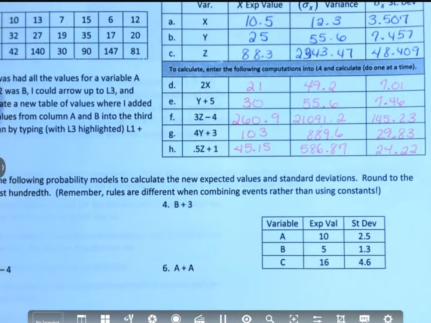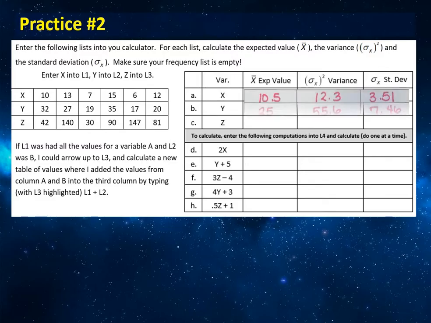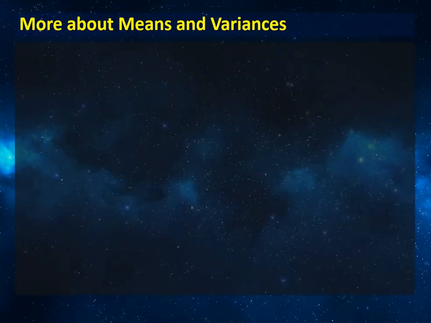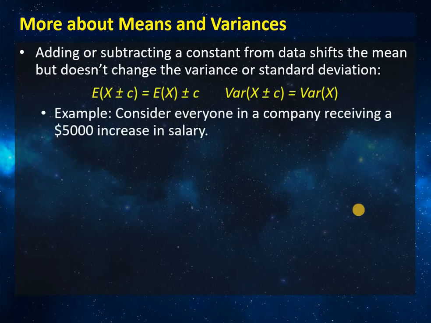So what we see here are a couple of rules that help us build into this. Where's my PowerPoint? Here it is. So here are our rules about means and variances. Notice I'm not saying means and standard deviations. The rules apply to variances much more easily. Adding or subtracting a constant, that's what we did on E, where we did y plus 5. Adding or subtracting a constant takes your distribution and just shifts it over. That means it is going to affect the mean, but it is not going to affect the standard deviation.